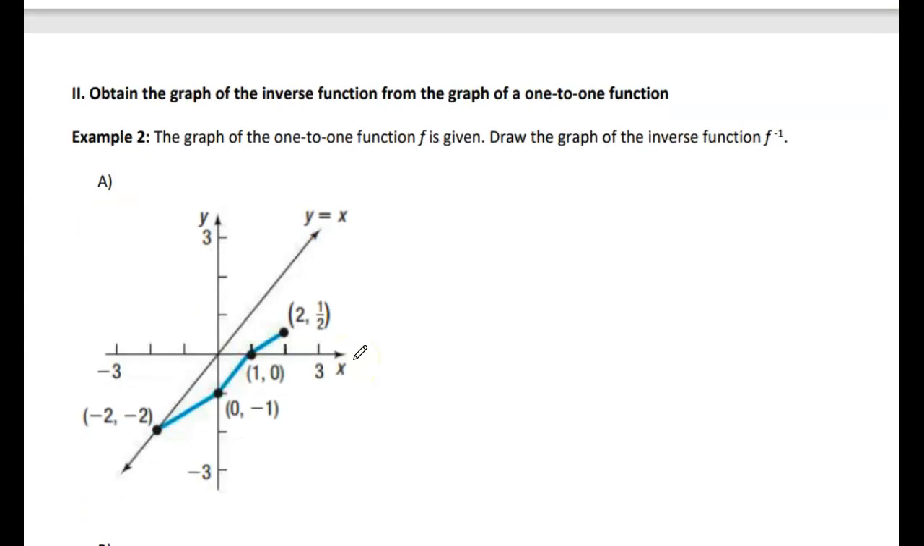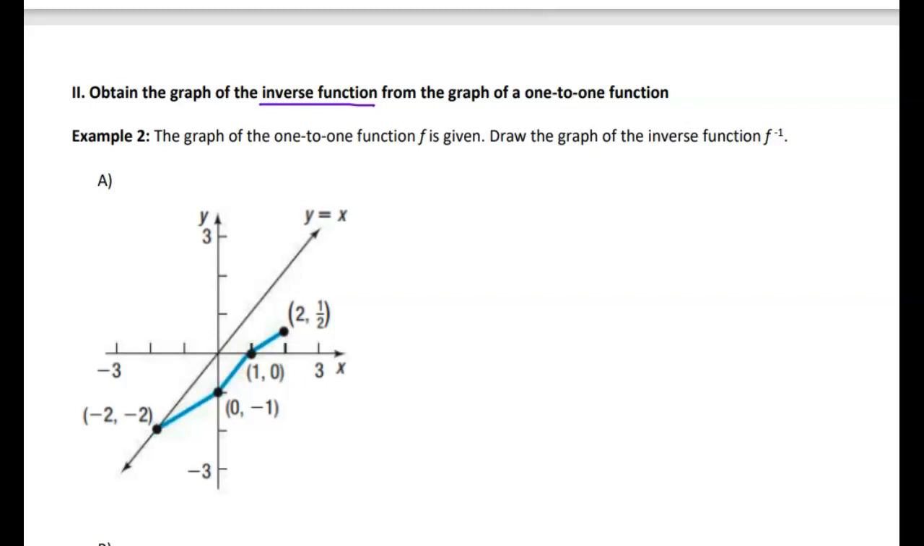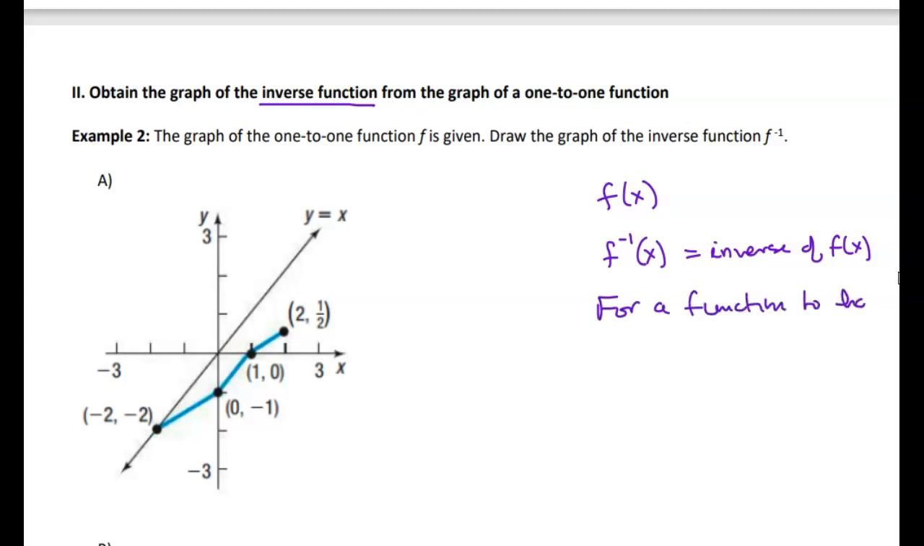Alright, so now let's look at inverse functions. So we have a function f of x, and its inverse is denoted by f to the negative 1 of x. Okay. So for a function to have an inverse, it has to be a one-to-one function.